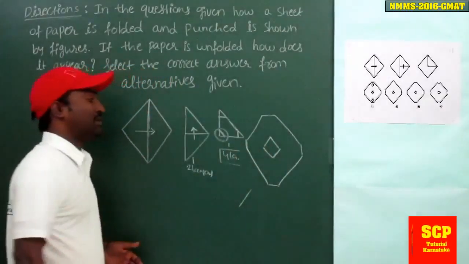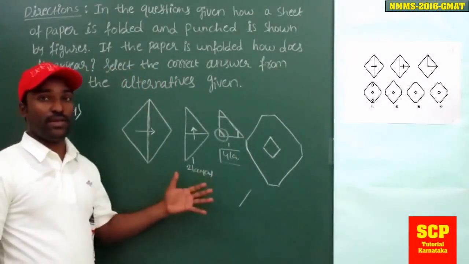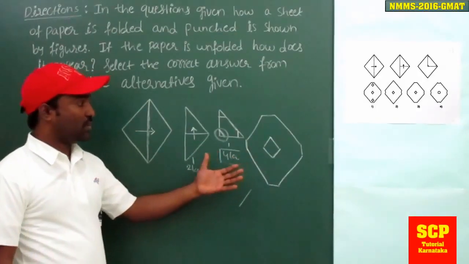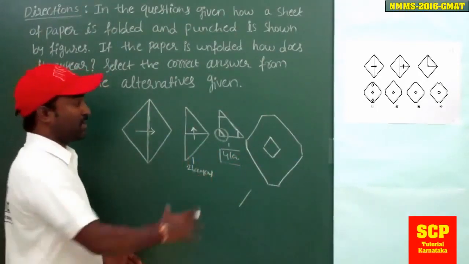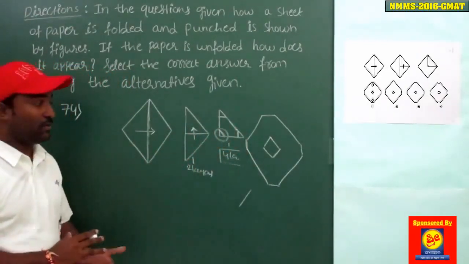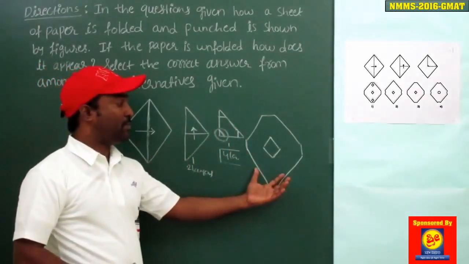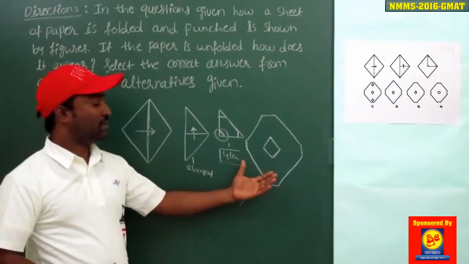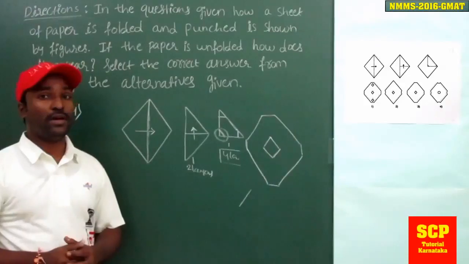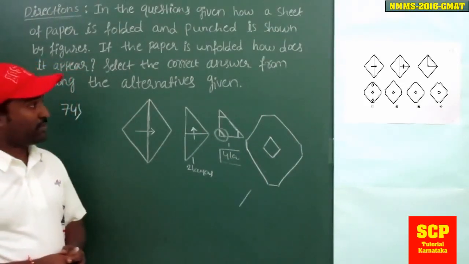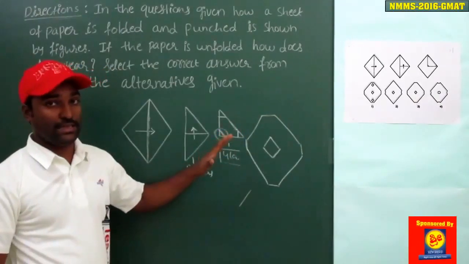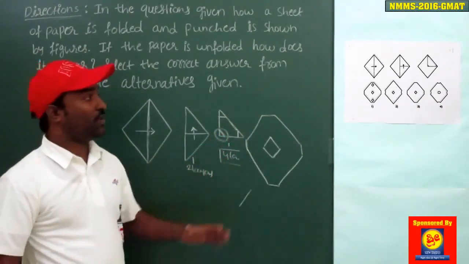Now this is the image which can be used to show how this paper appears when unfolded. So this is the image of the unfolded paper. Just cross verify this figure with the given 4 alternatives. Whichever it matches, that will be the right option. First option, you can see whether this is matching with the figure or not. Yes, it is not at all matching. So option 1 is wrong.